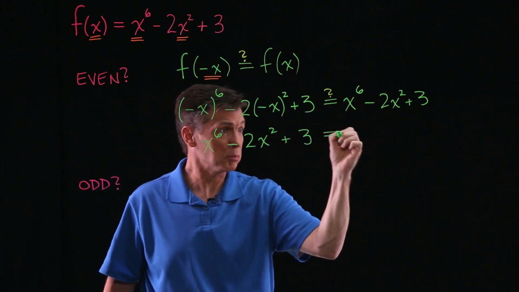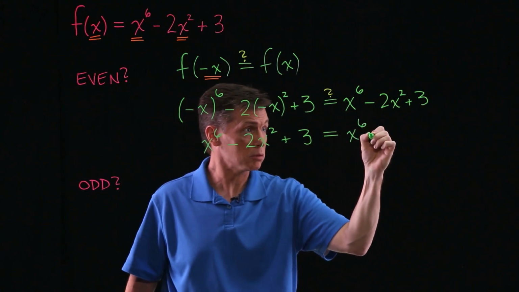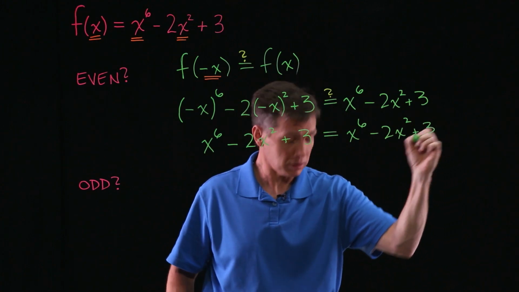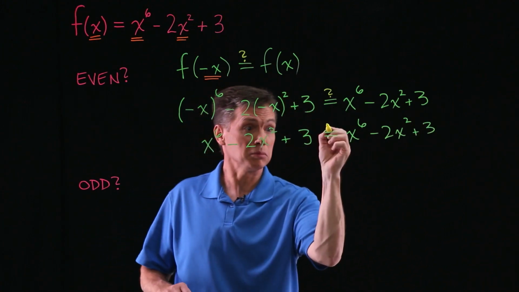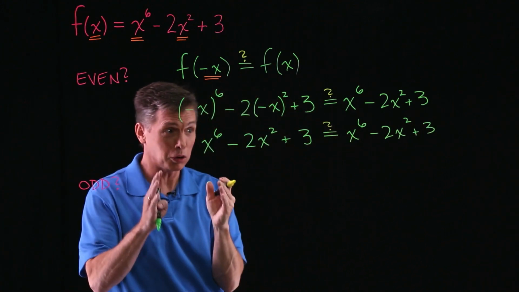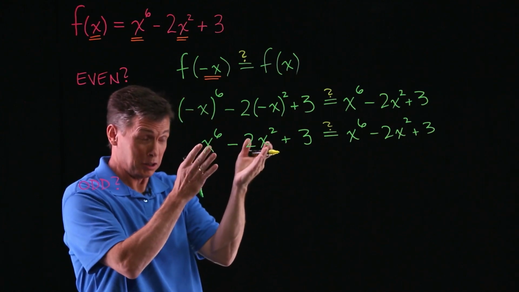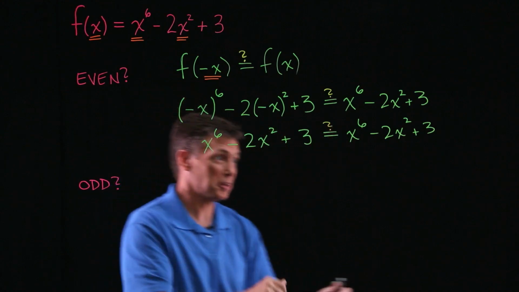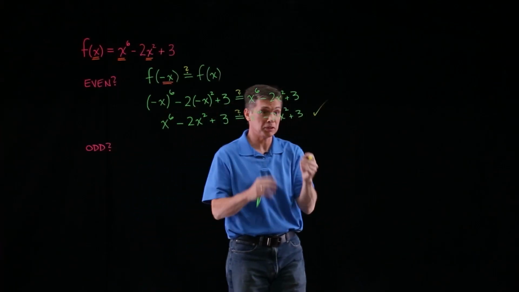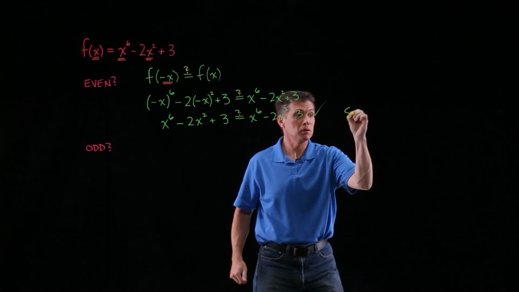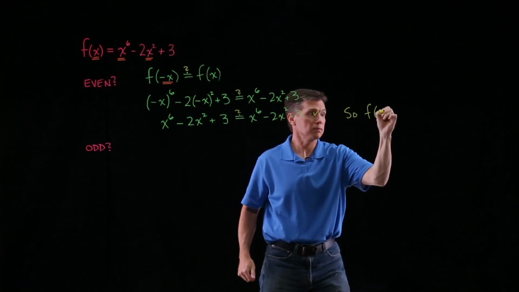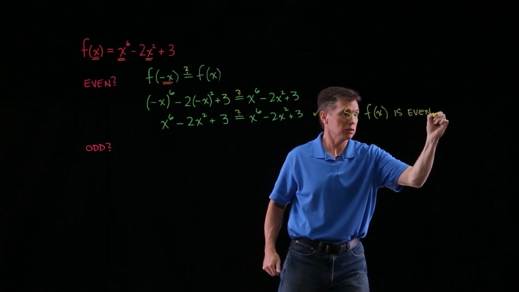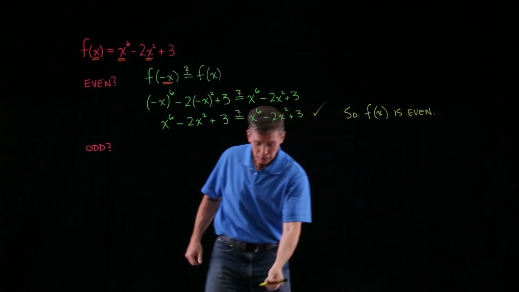And I guess I'm still asking myself, does that equal this right-hand side? The right-hand side didn't have anything to clean up. And so I'm asking myself, I hope, an easy question, is the left-hand side equal to the right-hand side? Yes, they're the same. So this question mark is a yes. So f of x is even. That's what we've established, okay?